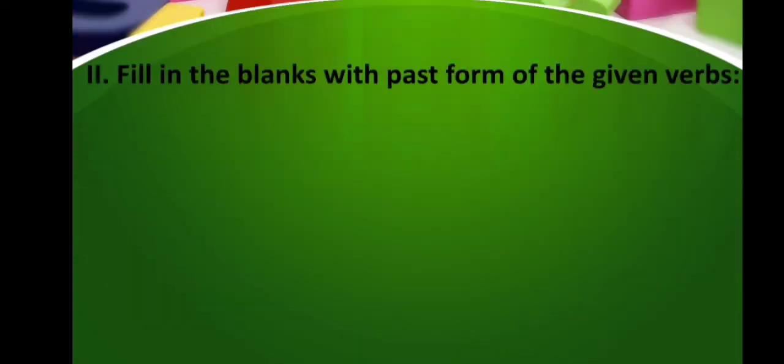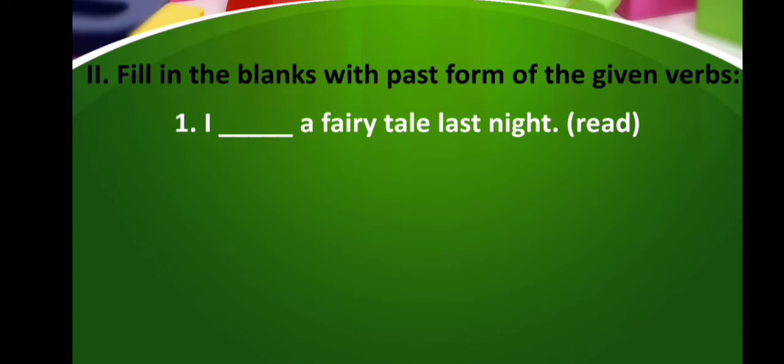The next question is fill in the blanks with the past form of the given verbs. Here in this sentence, what you have to do is fill the blanks with the correct form of the verb. The first one is I dash a fairy tale last night. Here you can see the verb given is read. So the sentence is in simple past tense. So we will change the verb read to the past form of the verb, and the answer will be read.